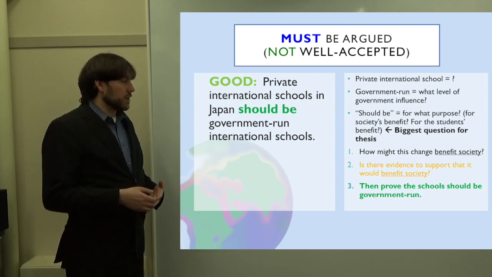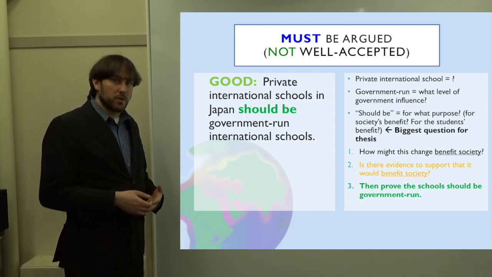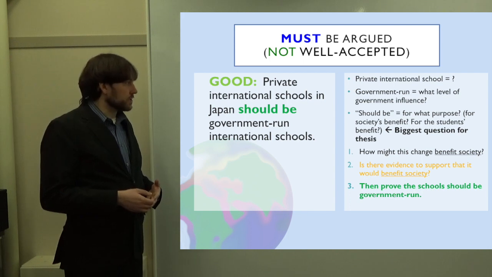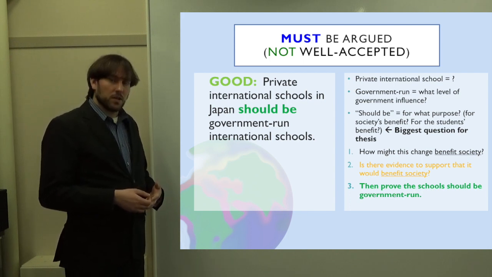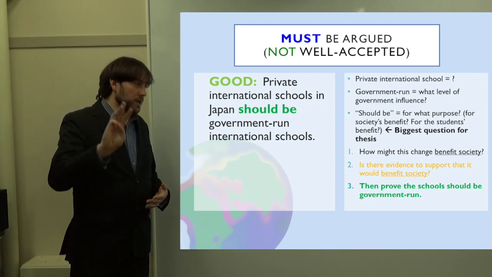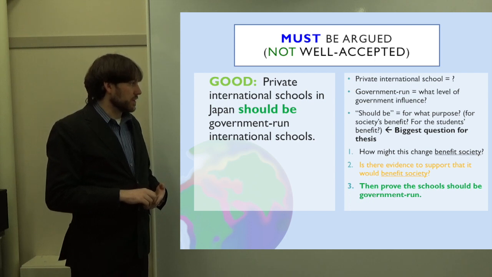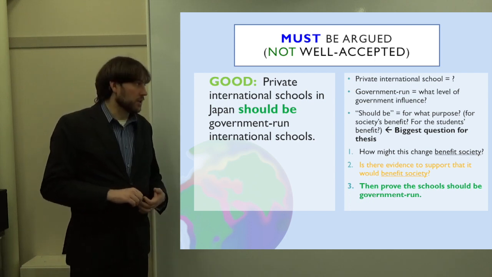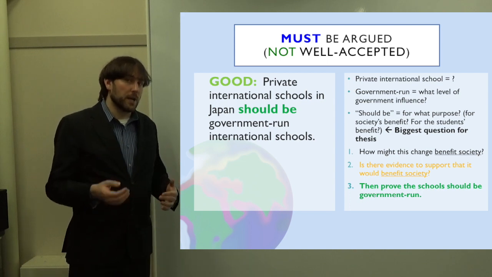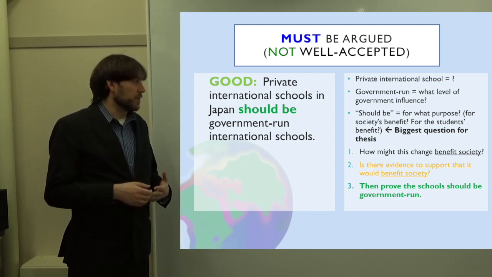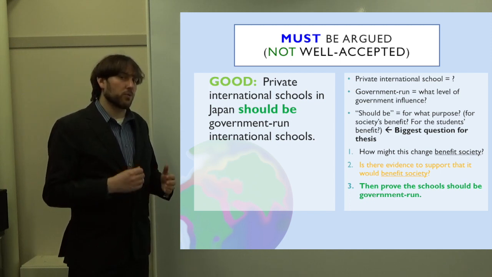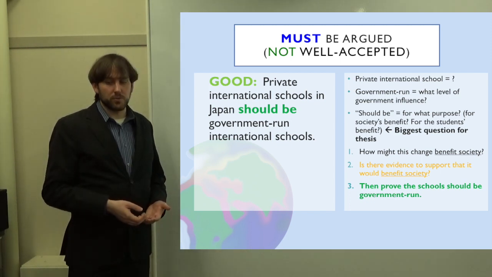So then we're going to ask a couple of questions as the things that will make this a workable thesis. How might this change benefit society? Then, can we find evidence, or stage 3? What can be a true or false thing we're looking for when we research? And finally, we're going to try to prove the schools should be government run. And if we can show that there is sufficient benefit, we will have made our argument if we define "should be" as having that sort of benefit, and if we're clear about what qualifies as these schools.